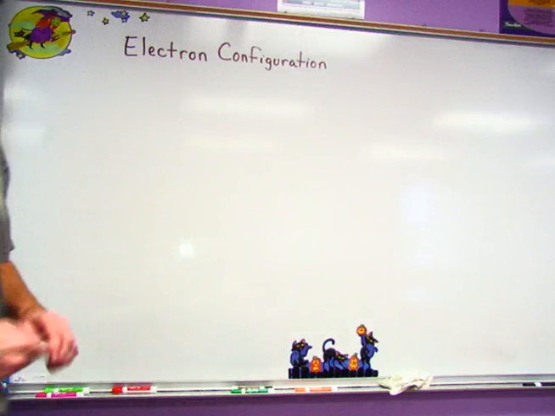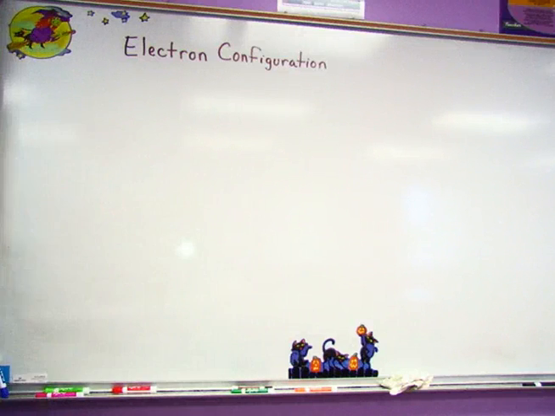Hey everybody, what we're going to do here is go over electron configuration. Electron configuration tells you what orbitals the electrons reside in an atom. So it basically tells you how many electrons there are and then where they sit in the atom. So let's go over electron configuration.